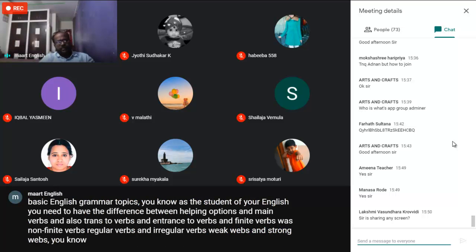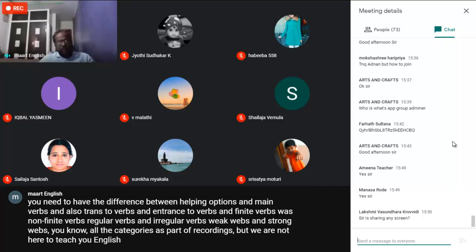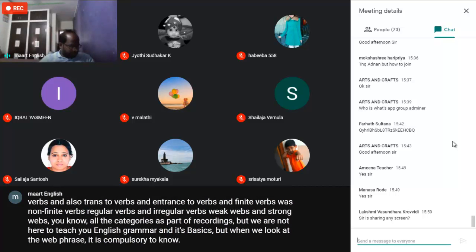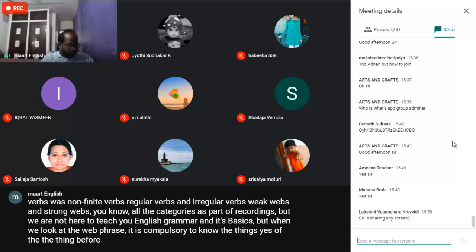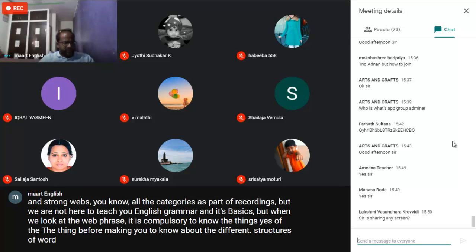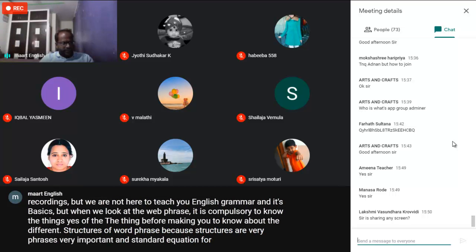All the categories as part of your academics. But we are not here to teach you English grammar and its basics. But when we look at the verb phrase, it is compulsory to know these things before making you know about the different structures of verb phrase, because structures of verb phrase is a very important and standard question for your academic examination.